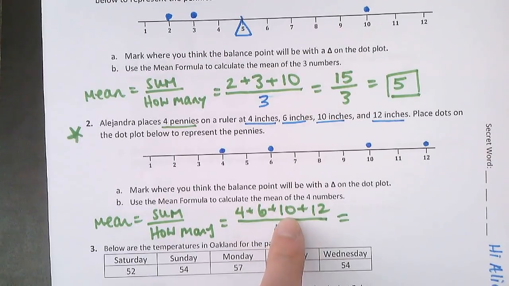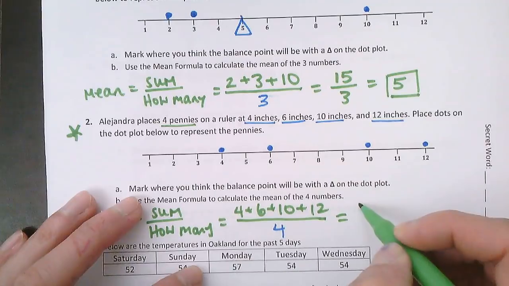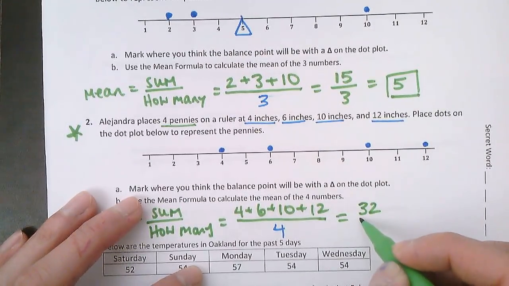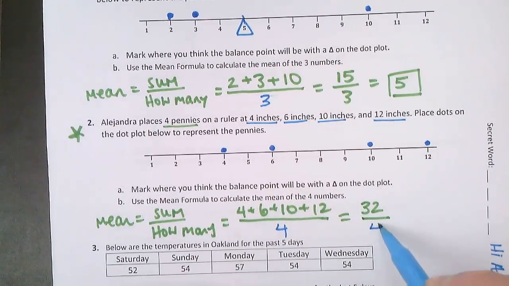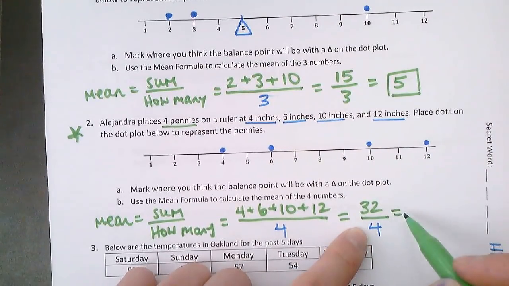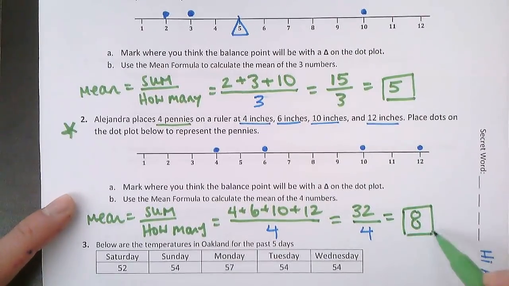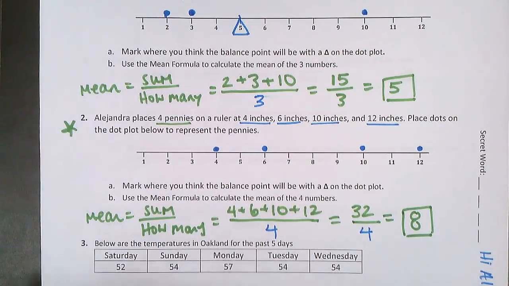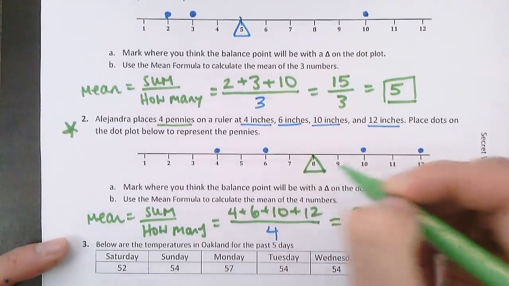10 plus 10 is 20. And then 20 plus 12 is 32, divided by, we have the 4 right here. We're still dividing by 4 from right there. And 32 over 4 means 32 divided by 4, which is 8. 32 divided by 4 is 8. So the mean, or the average, of those 4 numbers is 8, which means if we also had these pennies on a ruler, the balancing point would be right at 8.